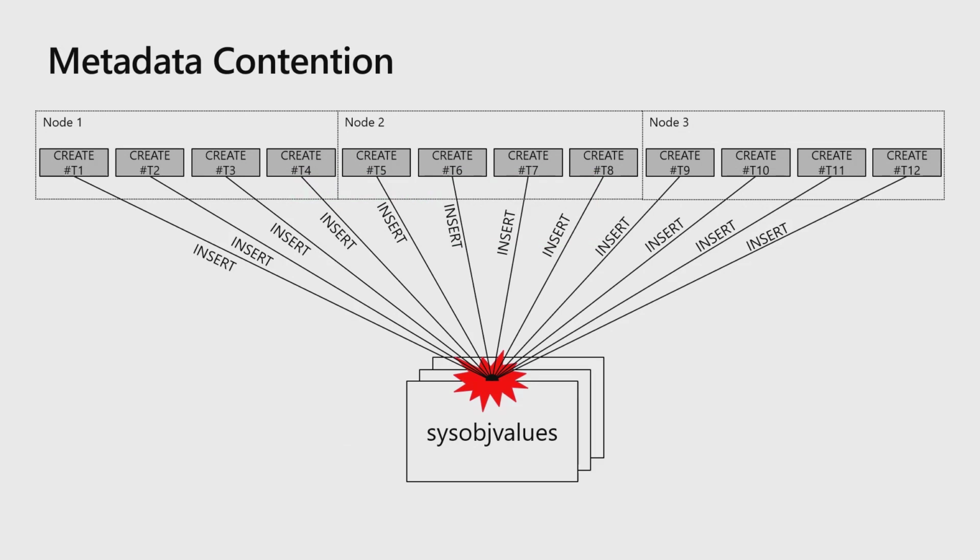Let's talk about another type of contention called metadata contention. When we talk about contention, this is not about I/O. This is contention in memory that happens when there are multiple threads trying to modify the same page in memory at the same time. In this case, with metadata contention, multiple threads are trying to modify the same system table at the same time. The tempdb contention here also started back in the SQL 2000 timeframe.